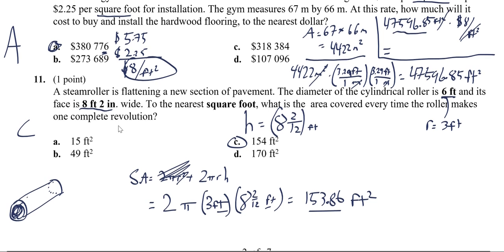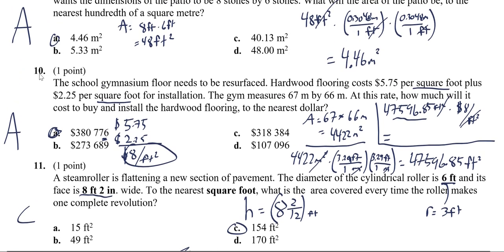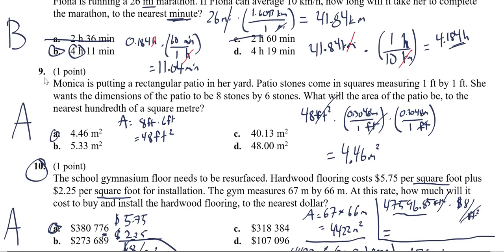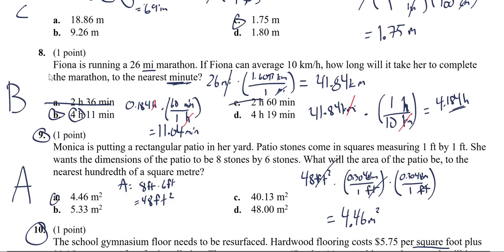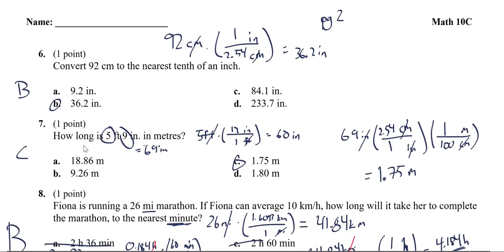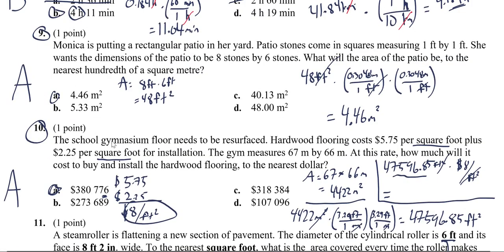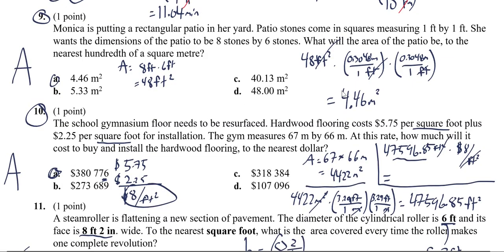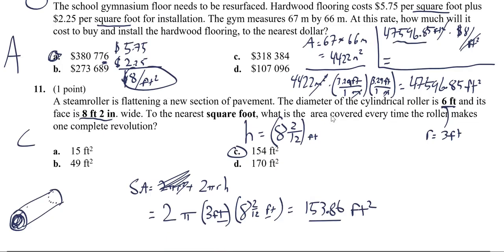Just before I finish off with this page, I just want to mention that for number 10 and number 9, I did it on number 8, but not on 10 and 9. For number 9 and 10, you could have gone about this another way, which I actually prefer. I don't know why I did it this way today, but would be to change 8 feet and 6 feet into meters first, and then just when you get the area, it's already in square meters.